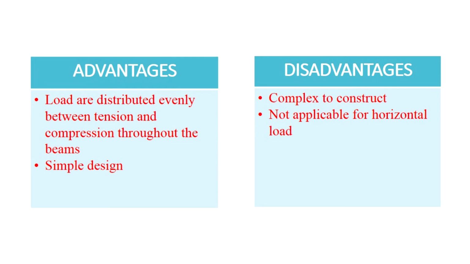These are the advantages and disadvantages of double intersection Warren Truss. For the advantages, loads are distributed evenly between tension and compression throughout the beams. Next, it has a simple design with just intersection without any vertical members.